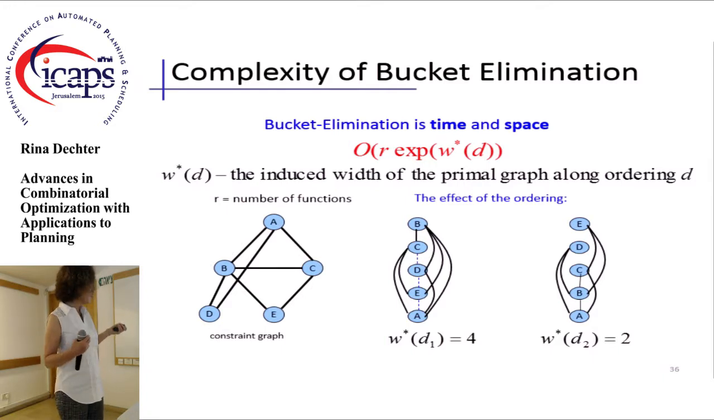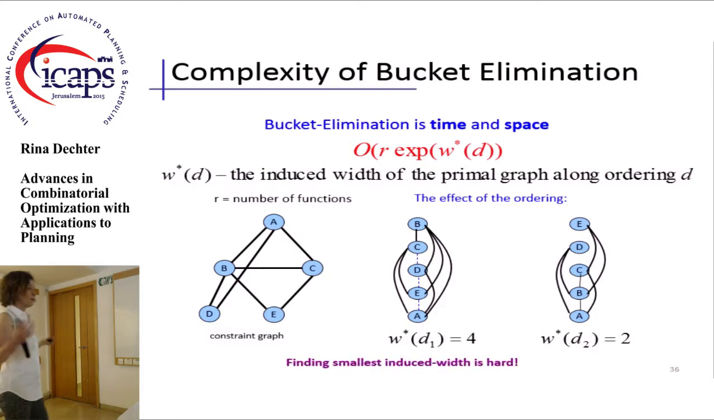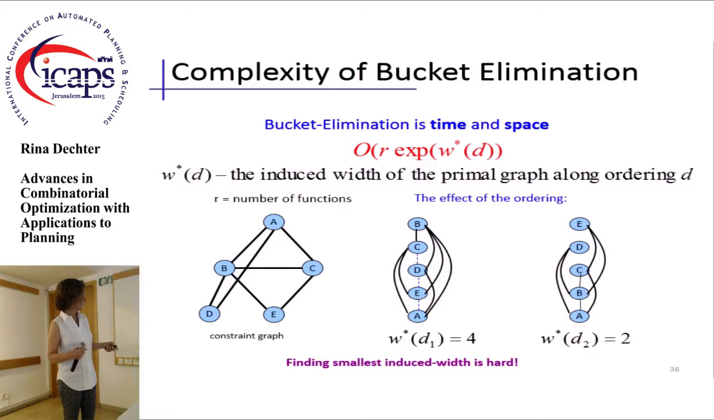So we have something that is very pleasant. We have a very straightforward algorithm that if the problem is sparse enough, we can solve it. And you can see immediately the memory. This is time and space because we are generating these functions. And this is the memory. And it's exponential in the induced width. Now, the induced width, when we process, the number of variables in the bucket is w star plus 1. The function that we are generating has w star arguments in it. And this parameter is identical to the tree width. If you heard about tree width, it's the same parameter.